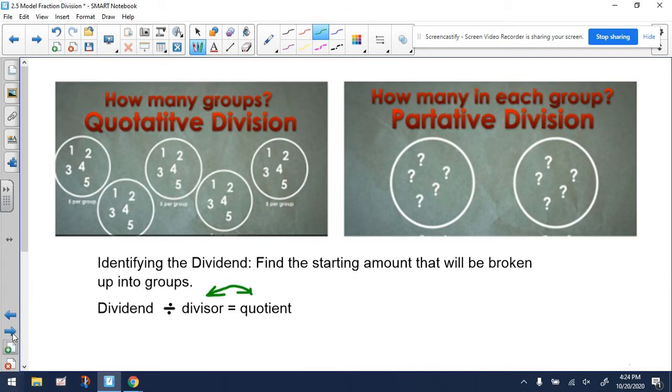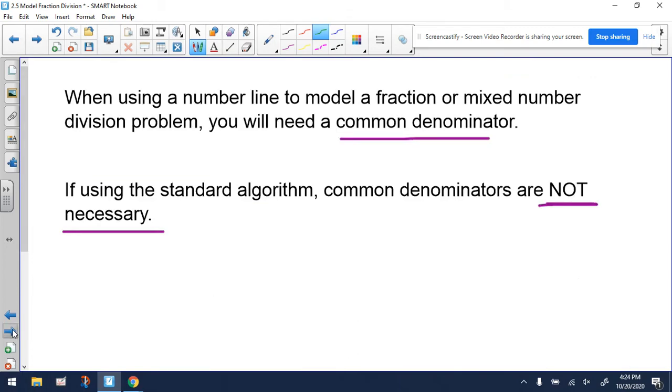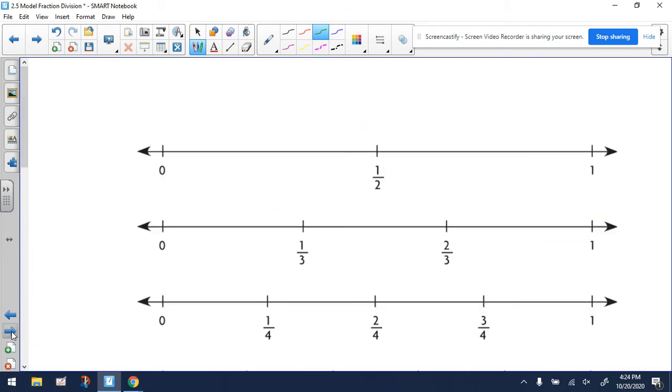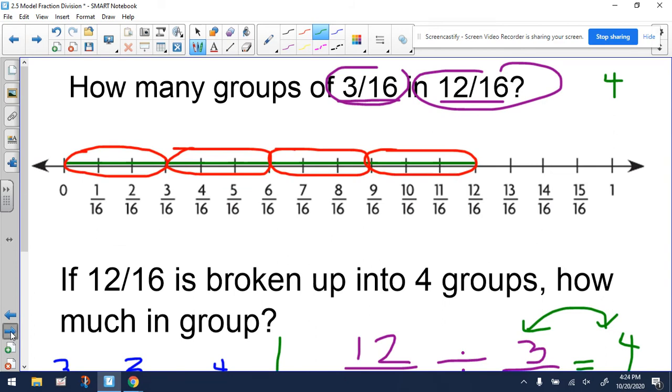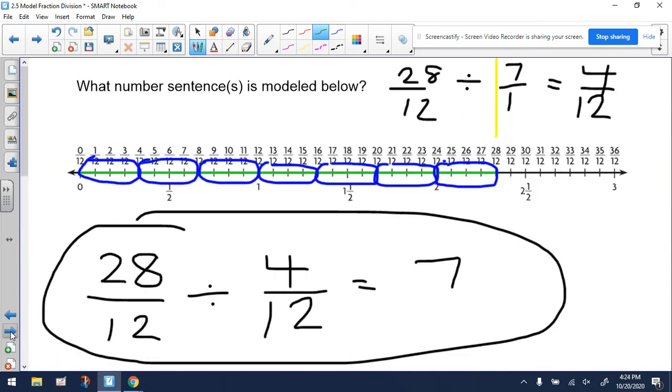All right, so let's take a look at another example. Let's find a good one here. I already have. All right, so actually, let's look at this one. We're looking at what number sentence is modeled below. Now, the first thing you want to figure out is what is the thing that's being broken up into equal groups. So the green line represents the thing that's being broken up into equal groups, and we have to think of an equivalent of that.